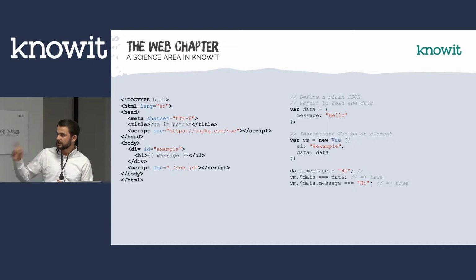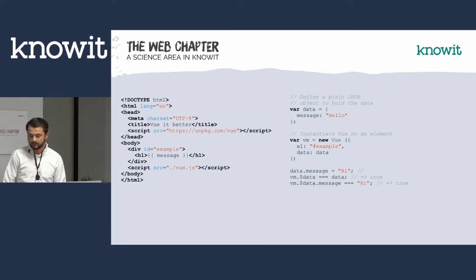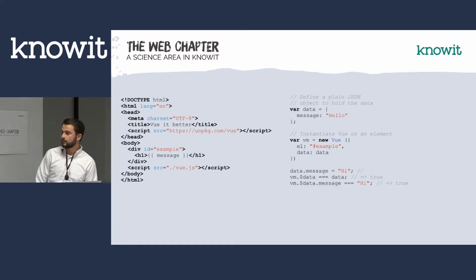So if you do data.message equals hi, you change the message inside the data object. And then you can also check if the data is the same as the VM data down here, and it says that it's true. So when you change the object, you also change the object within the Vue instance.